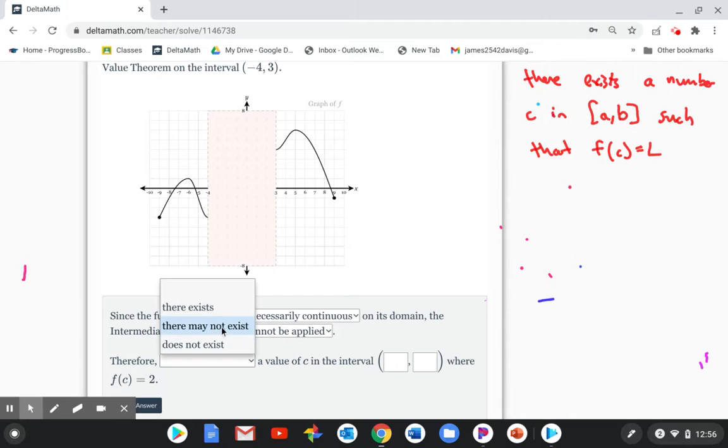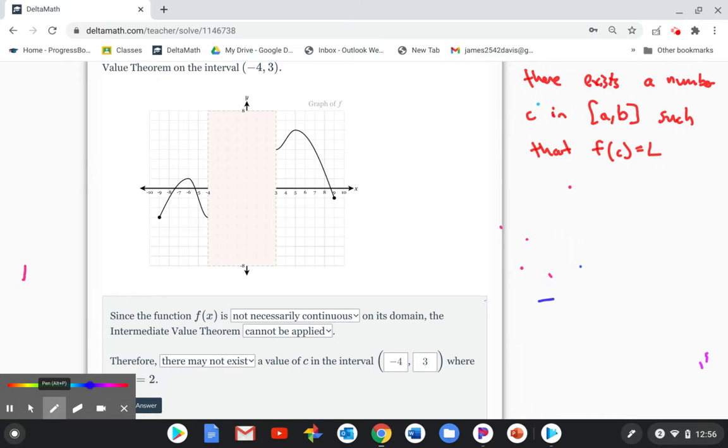All right, therefore, see what our options are here. There may or there may not exist, we have no way of telling, a value c. It's talking about c in the interval, so we're talking about x values, -4 to 3, where f of c equals 2. Now it looks like if we just connected this function under normal circumstances, you would definitely cross some c value where f of c is 2. Here's our a, here's our b, such that there's an f of c which is 2.